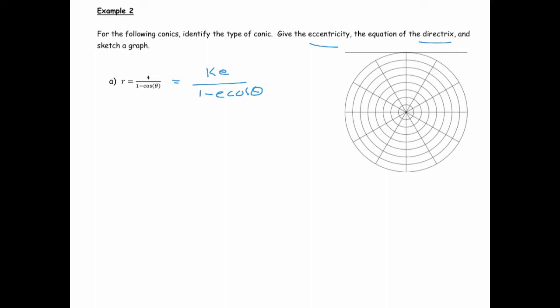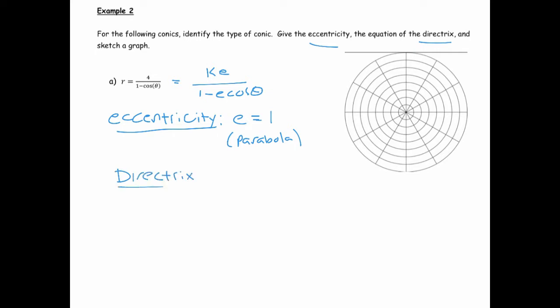So that means that I can find the eccentricity first just by matching what I have on the left with what I have on the right. So e must be 1, which tells me that I'm looking at a parabola. So that's what I'll be sketching. And the directrix we can get by finding the k value. So we know that 4 must equal k times e, but we know that e is equal to 1. So k is equal to 4.